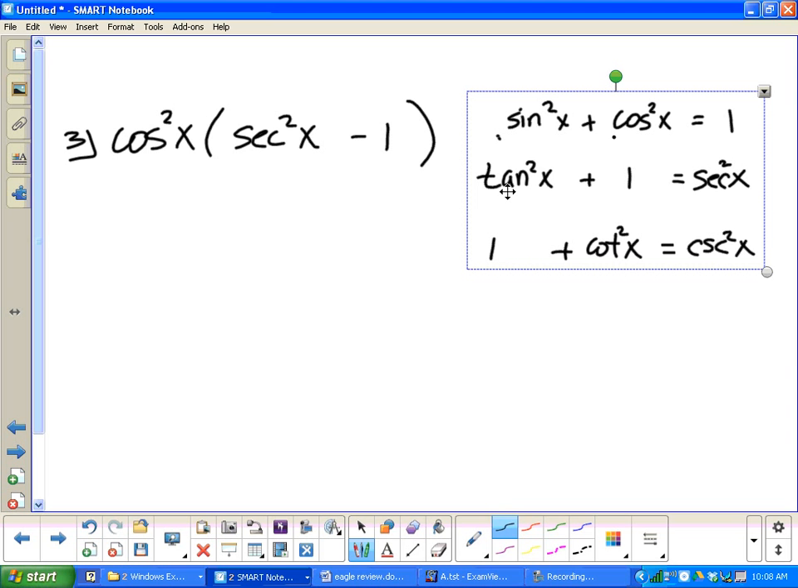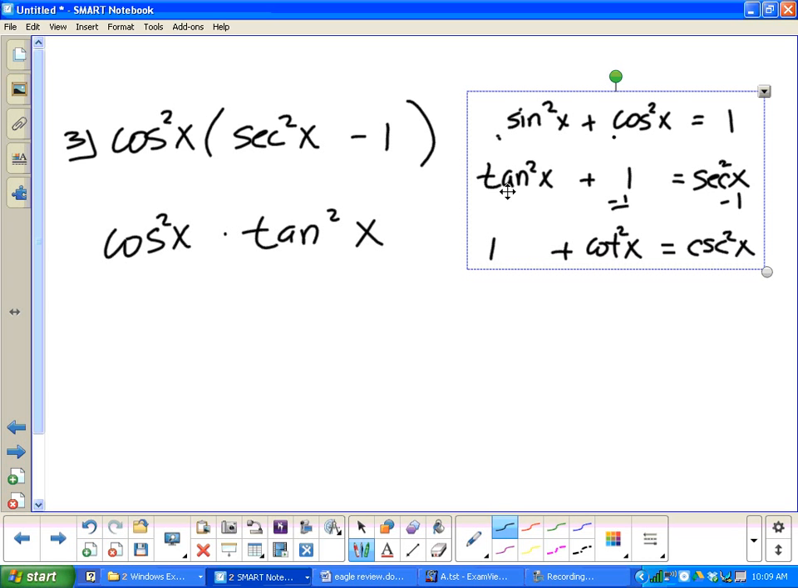The second one. Okay, how could we make that second Pythagorean identity say secant squared minus 1? This should be squared. Just take the 1 and subtract it off of both sides. Okay. Like that. Okay, so secant squared minus 1 would just be really tangent squared. So we get cosine squared times tangent squared.